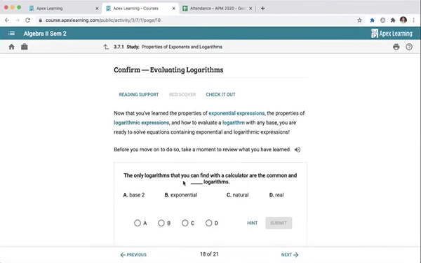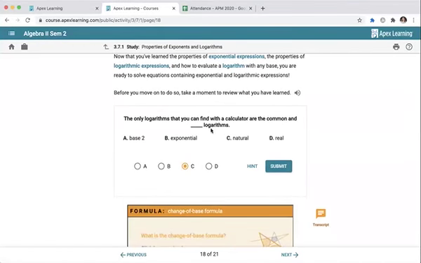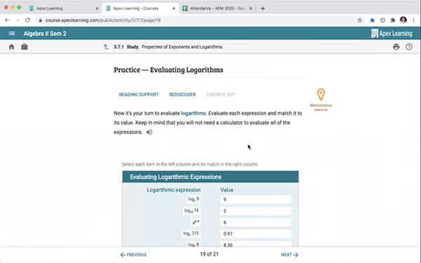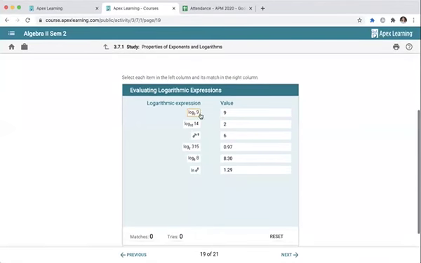So the only logarithms you can find with the calculator are the common logarithms and the natural logarithms, right? Common being our base 10, natural being our base e. And for this one here, of course, you're going to have to change this into a formula that you can plug into your calculator, or you're going to have to plug it into your calculator for most of these.